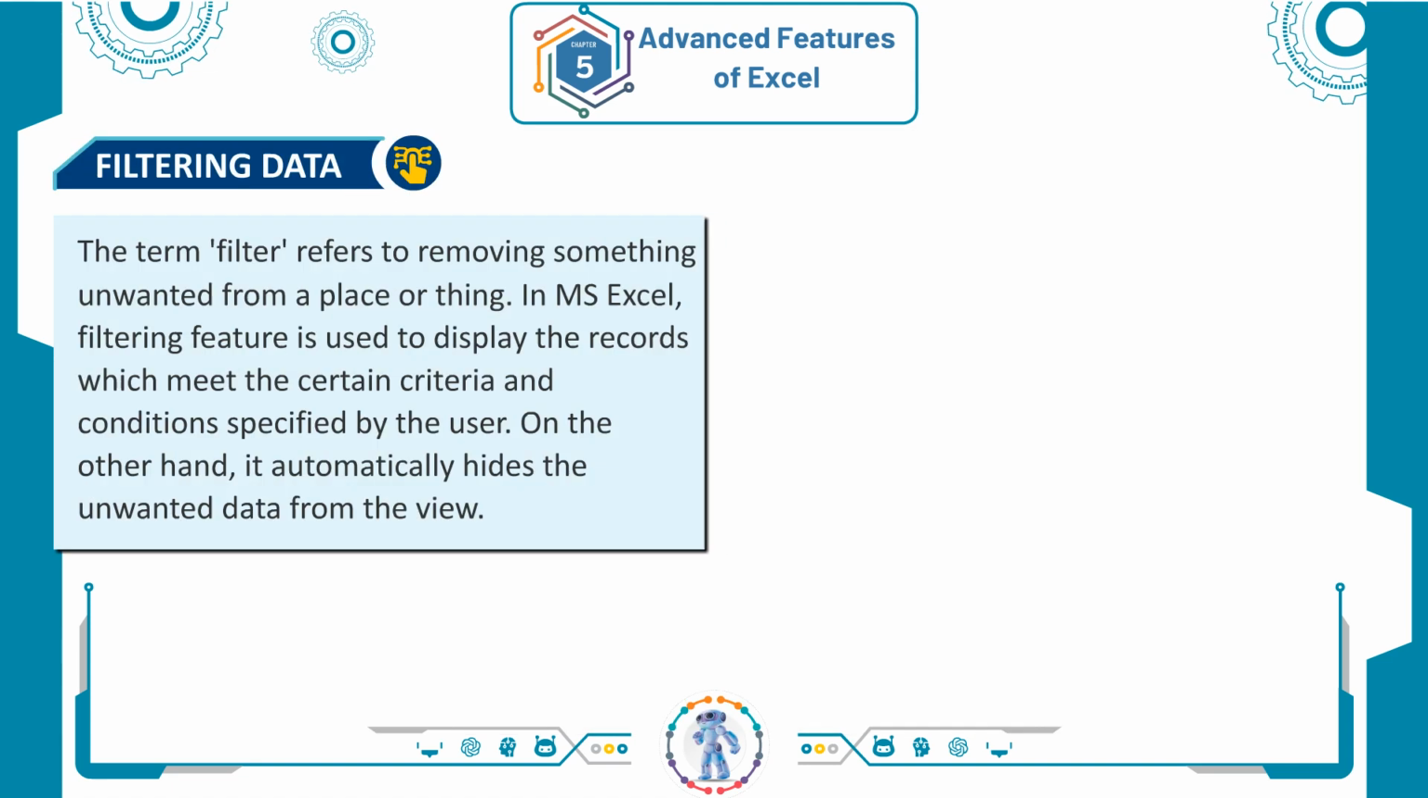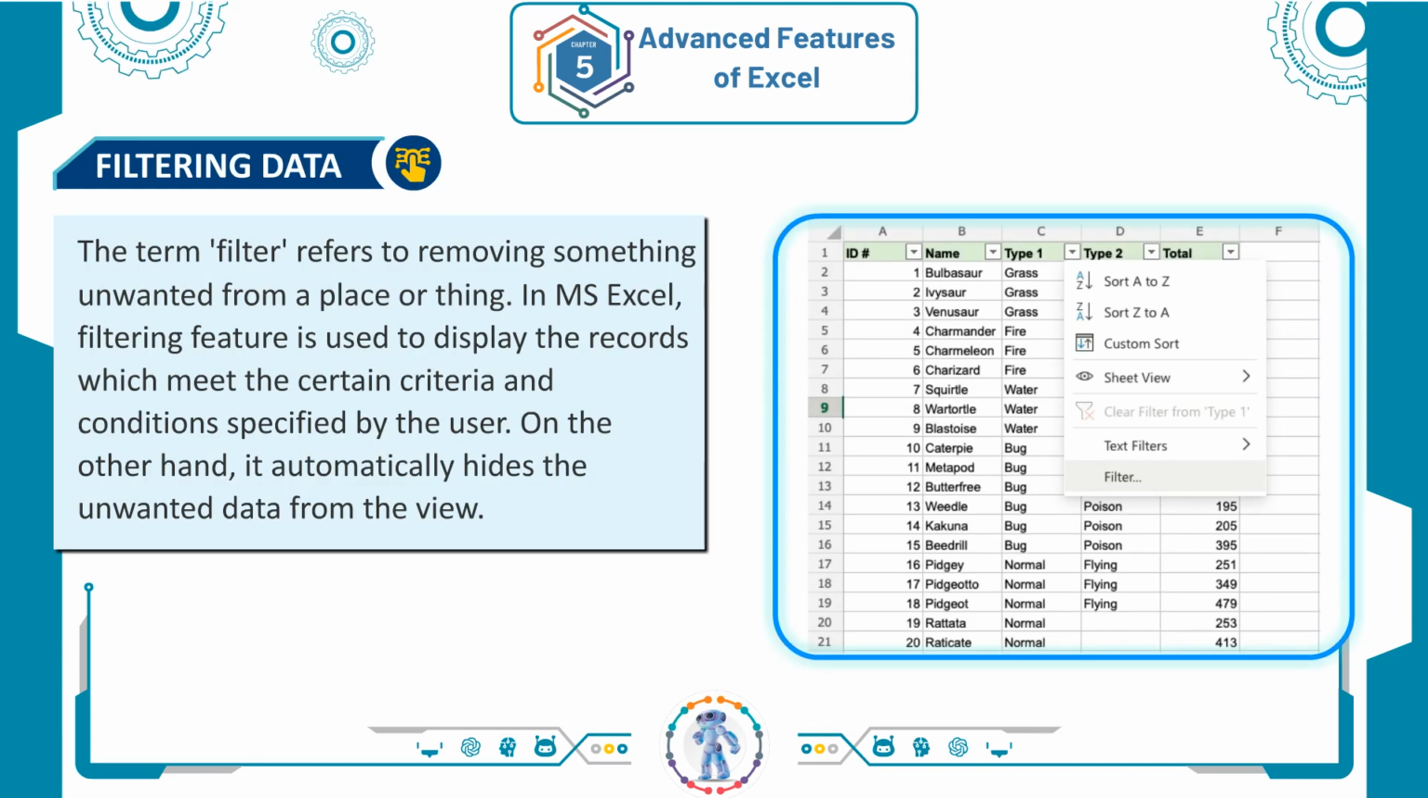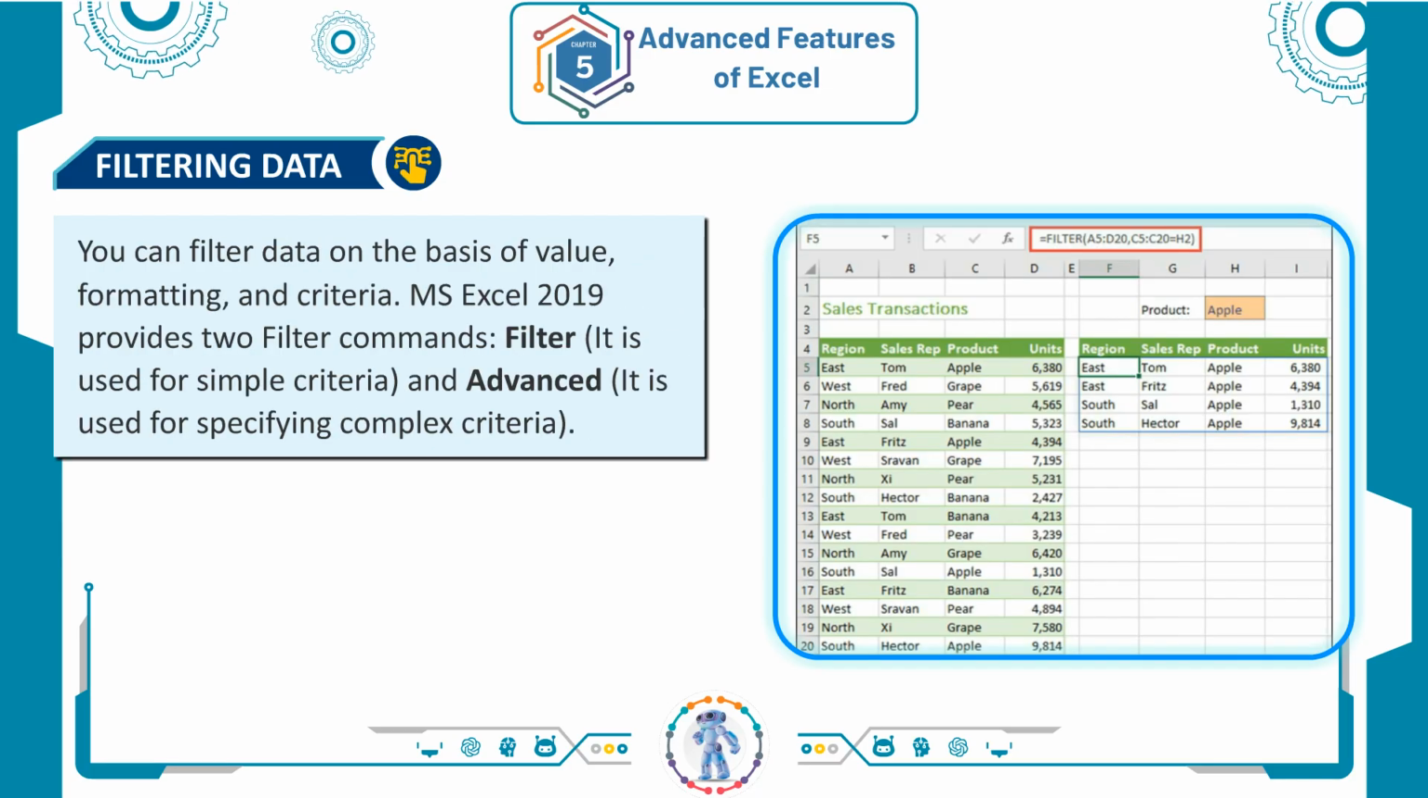Filtering data. The term filter refers to removing something unwanted from a place or thing. In MS Excel, the filtering feature is used to display the records which meet the certain criteria and conditions specified by the user. On the other hand, it automatically hides the unwanted data from the view. You can filter data on the basis of value, formatting, and criteria. MS Excel 2019 provides two filter commands: Filter, which is used for simple criteria, and Advanced, which is used for specifying complex criteria.